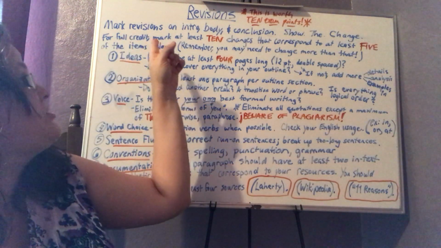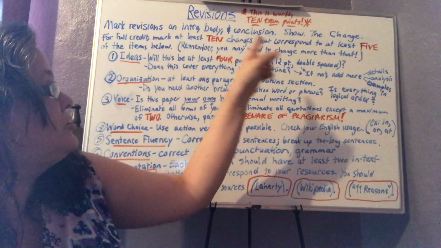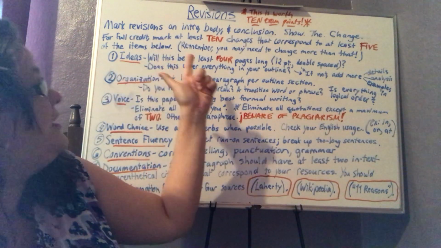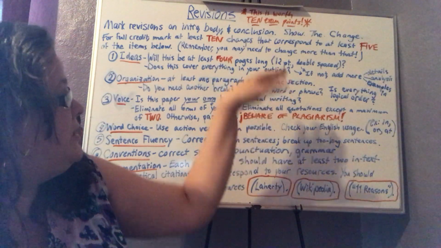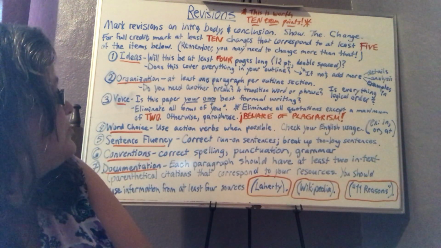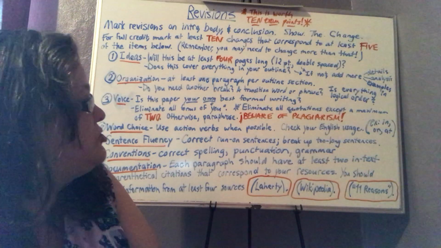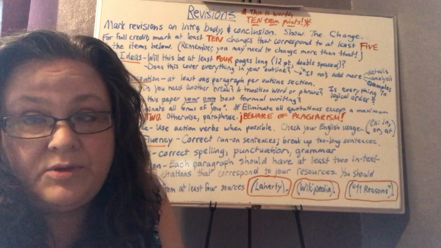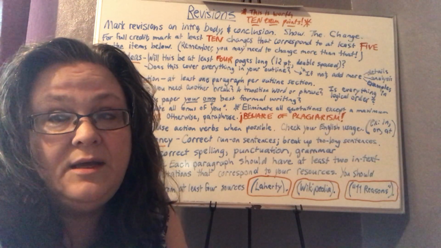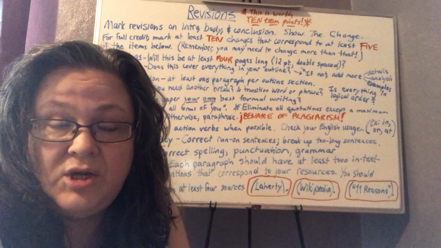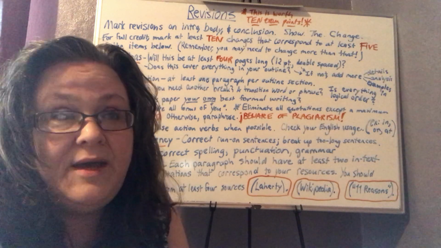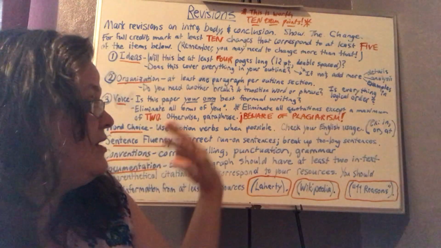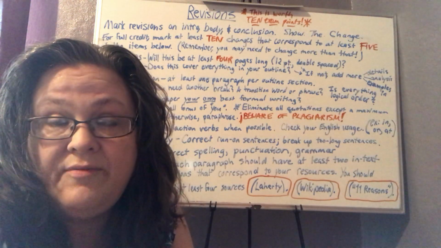Anyway, mark revisions on intro, body, and conclusion. Show the change. For full credit, mark at least 10 changes that correspond to at least 5 of the 7 items below. Remember, you may need to change more than that. Remember that revisions always have 2 purposes. Number 1, I need to see that you can make all these kinds of changes. So that's the grade for the revisions. Number 2, these are the things I'm going to be looking at when I grade your final draft.